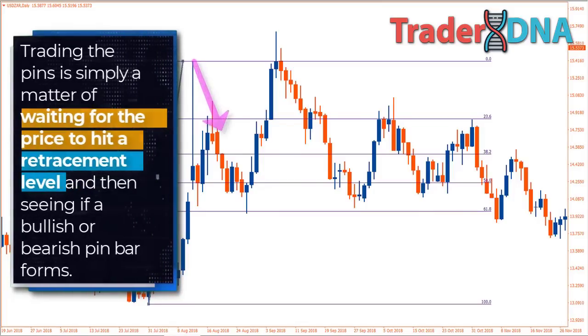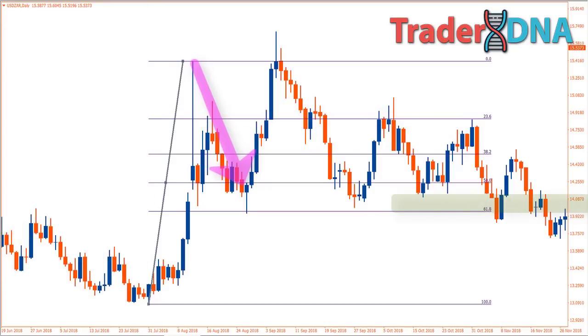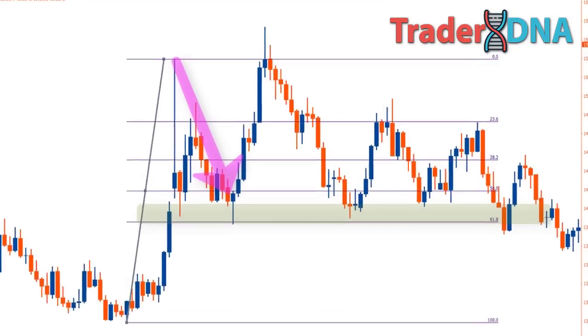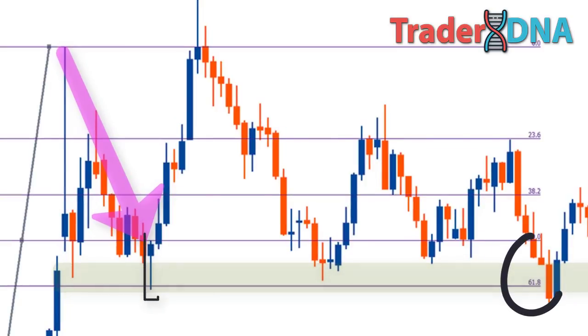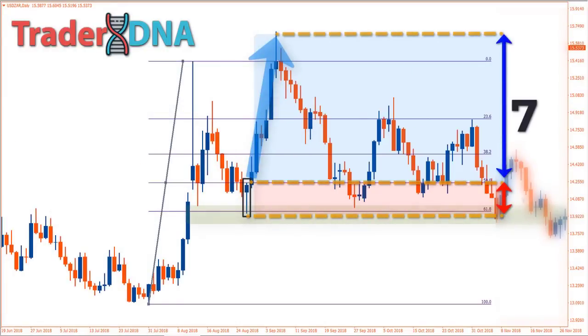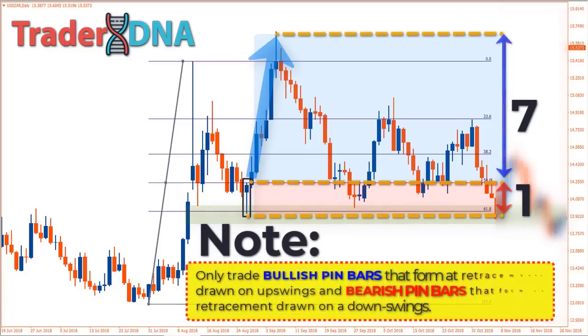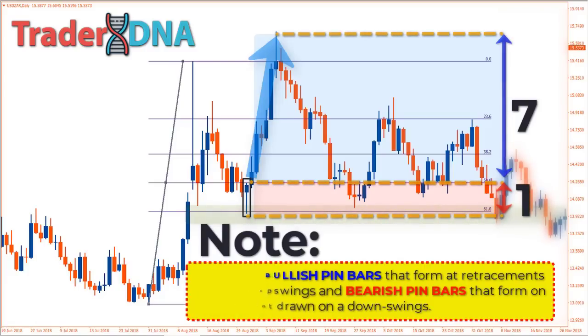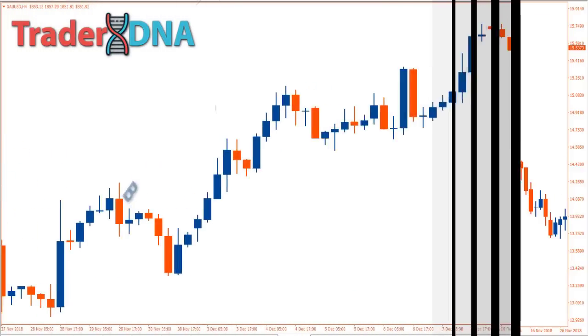In this example you can see a sharp decline caused the price to break through several retracement levels before reversing at the 61.80% level, resulting in a bullish pin bar forming. After the pin bar appeared the price reversed entirely, rising almost 70 pips in this case. Rising almost 7 times risk taken. Note: only trade bullish pin bars that form at retracements drawn on upswings and bearish pin bars that form on retracements drawn on downswings. The following steps will help you identify and trade the pin bars at Fibonacci retracement levels.